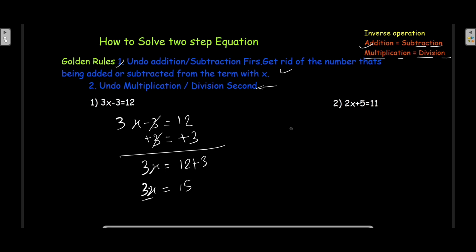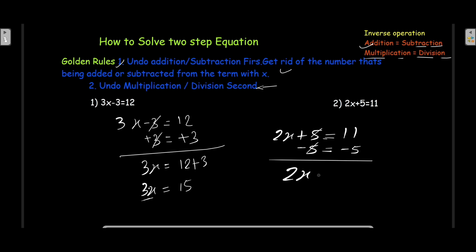Moving forward to our next problem, which is 2x plus 5 is equal to 11. Firstly, we have to undo this 5. Here 2x is added with 5, so we have to subtract 5 to undo it. Whatever we do to one side, we have to do the same to the other side. Minus 5 and plus 5 cancel each other out.